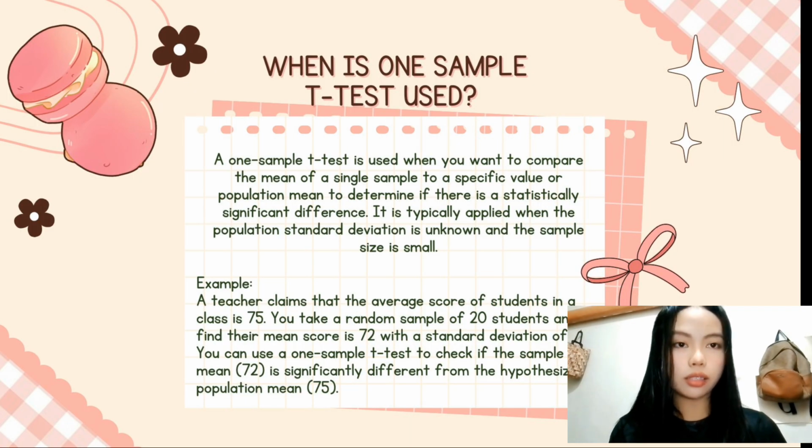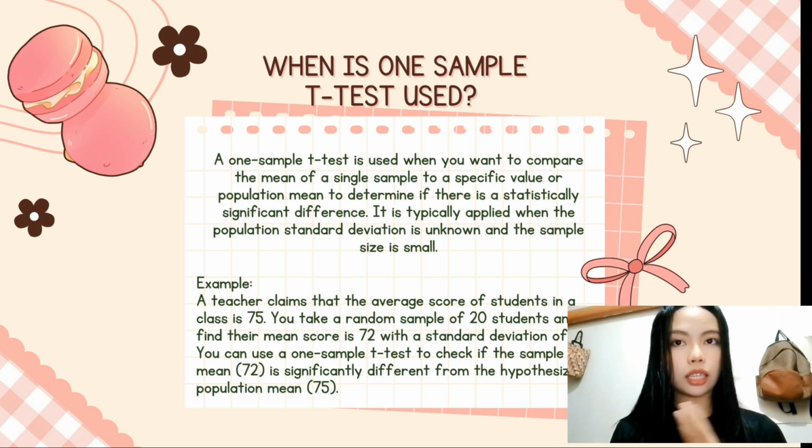So when is one sample t-test used? A one sample t-test is used when you want to compare the mean of a single sample to a specific value or population mean to determine if there is a statistically significant difference. It is typically applied when the population standard deviation is unknown and the sample size is small.